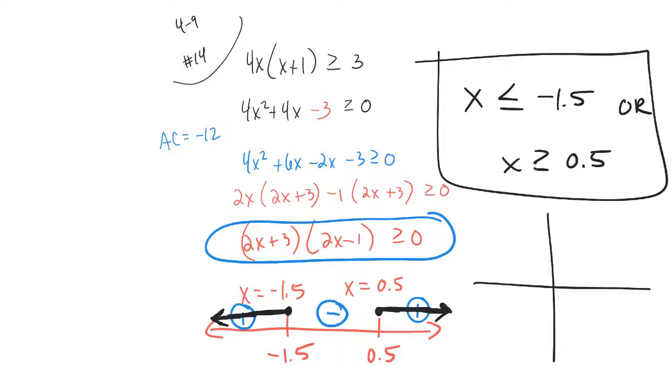Graphically, to see this, here's 0.5, here's negative 1.5, and here's my graph. When are the branches greater than 0, meaning when are they above the x-axis? Shaded in blue. Okay, and again, I'm shading outward on the graph. I'm also shading outward on the number line. They always correspond to each other.